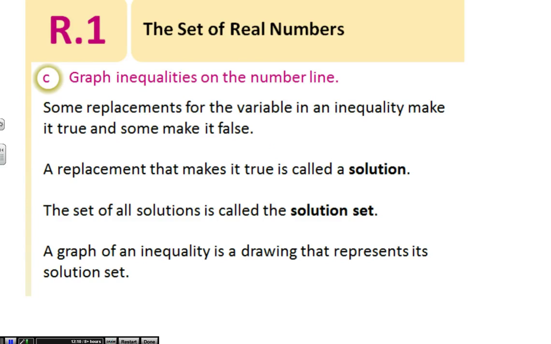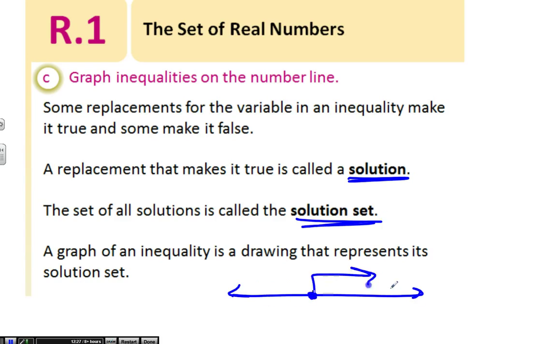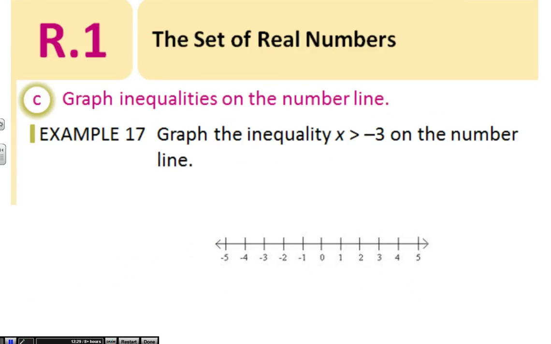Some replacements for the variables of inequalities make it true, and some make it false. A replacement that makes it true is called a solution, and the set of all solutions is a solution set. Then we're going to start graphing on a number line what they look like. So I might have the solution, everything off to the right. Graphing this, I want all the values of x that are greater than.